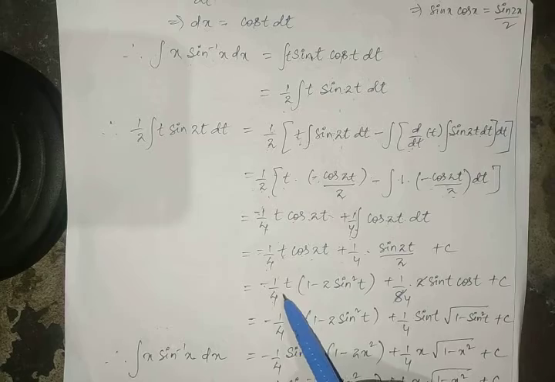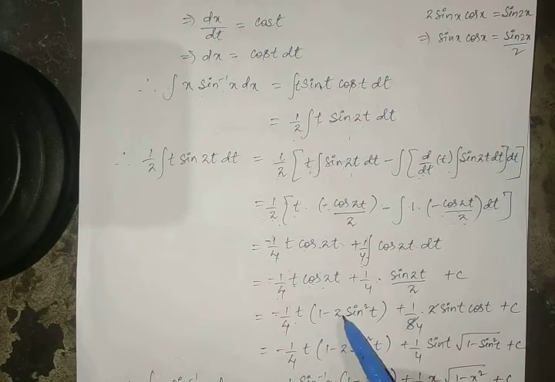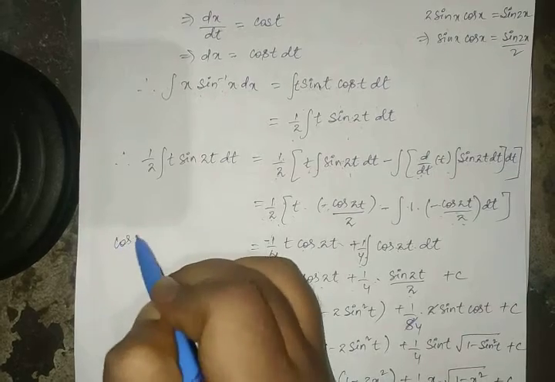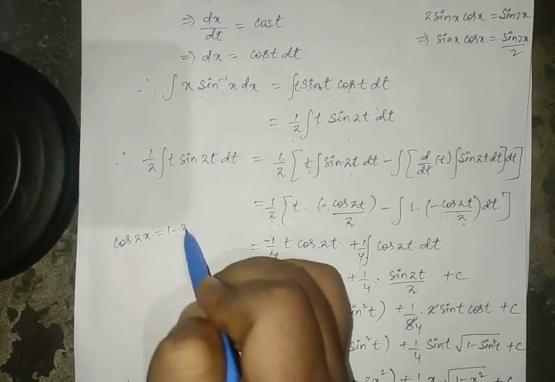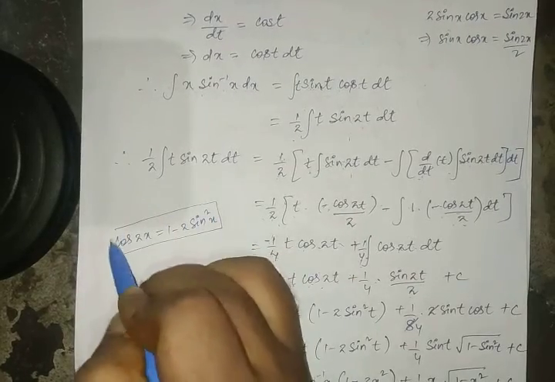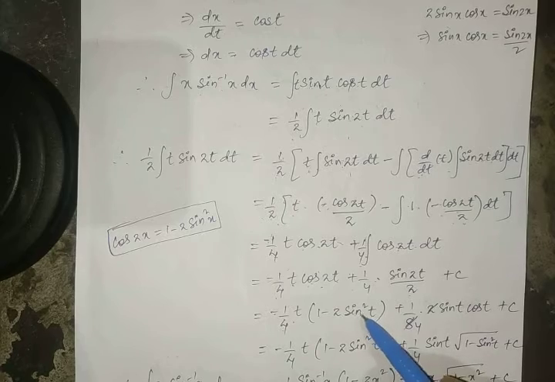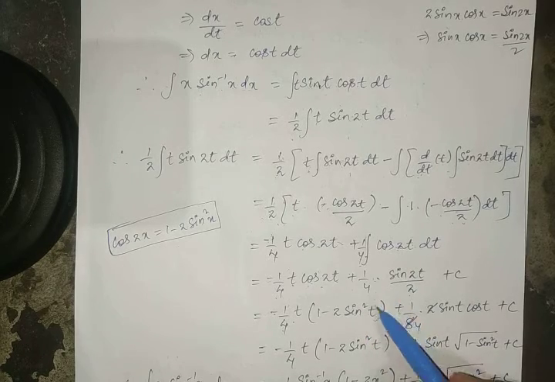Then minus 1 by 4 t, now for cos 2t I have applied this formula. Okay, 1 minus 2 sin square t. We have a formula, right, cos 2x is 1 minus 2 sin square x. So this formula I have applied. So here we have t, so in place of x I have written t. Okay, 1 minus 2 sin square t plus 1 by 4.